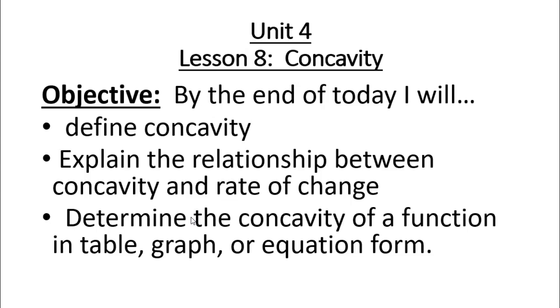We're going to talk about what it is in detail, and then after that, we're going to talk about the relationship between concavity and rate of change. There's a little bit of a relationship there. After that, we should be able to know what the concavity of a function is in 3 different ways. One way by looking at a table, one way by looking at a graph, and another way by looking at an equation. So we're going to define concavity, see what it has to do with rate of change, and then determine the concavity of a function in 3 different ways. So that's the plan.